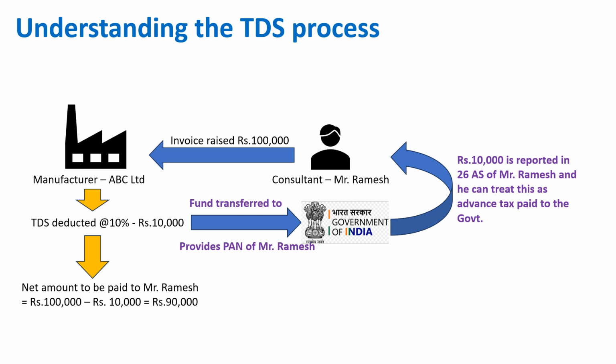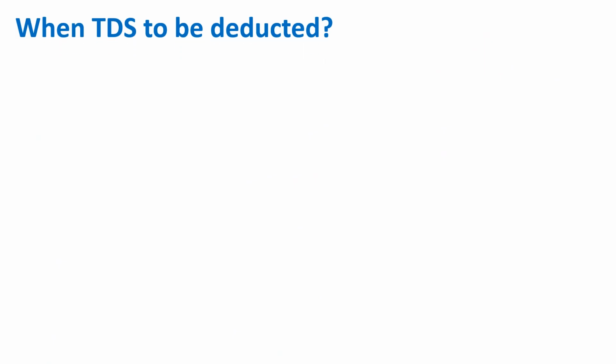Ramesh if there is any amount which he has to pay. So this is how the TDS process works. Now let's try to understand when TDS is to be deducted. In the previous slide, we understood that as per the law, TDS has to be deducted. There is no option that you don't do it. Now the question is, when should I deduct, right?